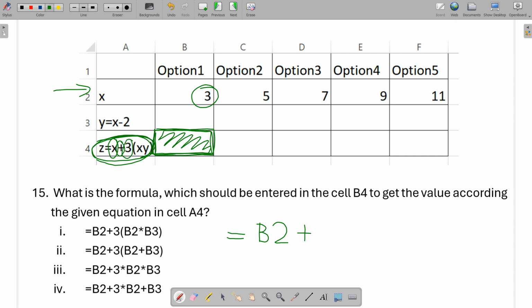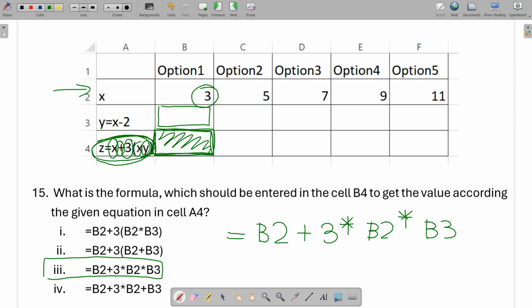Then this indicates 3 into X into Y. 3 within brackets XY means 3 into X into Y. So you need the concrete value 3, multiplication indicated by a star, X again indicated by B2, and Y should be indicated over here, which is going to be B3. So this is going to be your formula, which gives you the correct answer as the third one. So for the 15th, the third one is the answer.